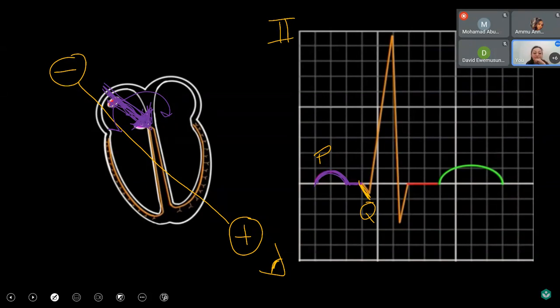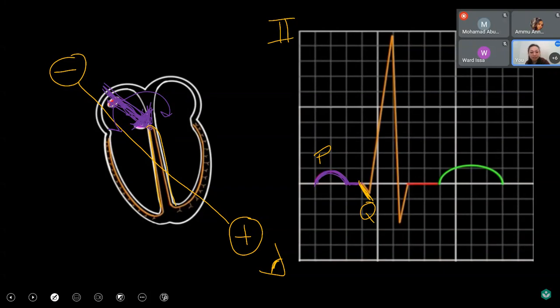So I told you that the Q wave is the depolarization of which bit? Do you remember? The Q wave is the depolarization of what? Septum. Septum, yes. So Q wave is septal depolarization. It's the first thing that depolarizes in the ventricles. So the septum is, you know, like that line. That's the septum.